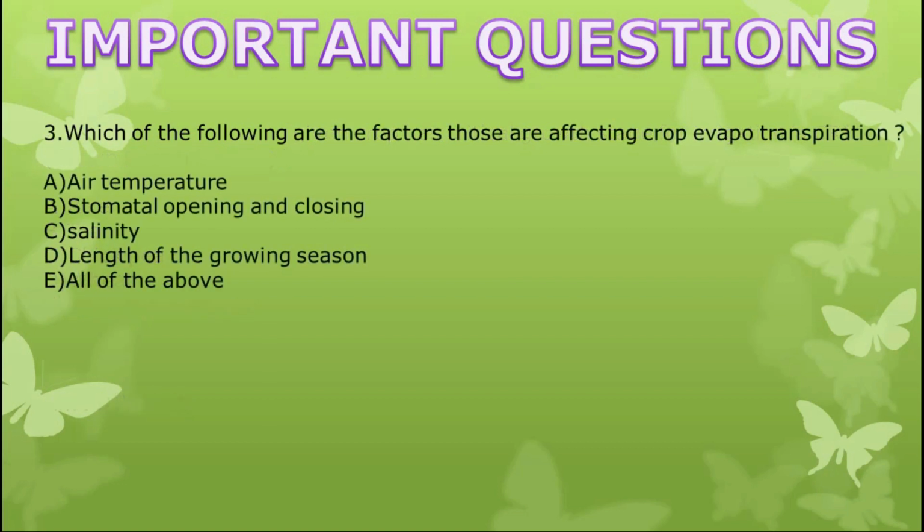The next question is, which of the following are the factors affecting crop evapotranspiration? This is also in a table I have given earlier. Please see the previous video. The answer is all of the above: air temperature, stomata opening and closing, salinity, length of the growing season. These are all affecting factors of crop evapotranspiration.